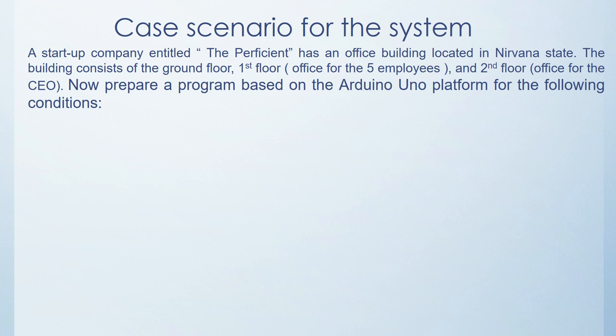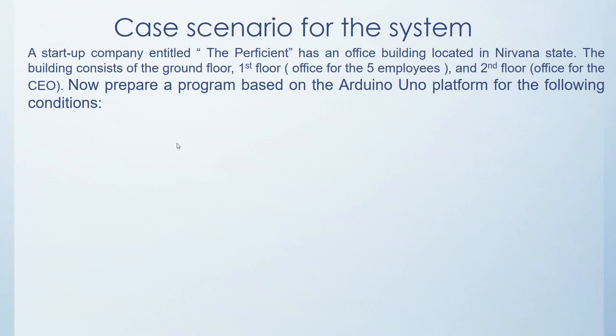I'm going to share one example of a case scenario for one embedded system, step-by-step. Let's say you have a question like this. One case scenario is given. Let's say there is a startup company which has a name and one office building in one particular place. It consists of some levels, let's say some floors: ground floor, first floor, and then second floor.